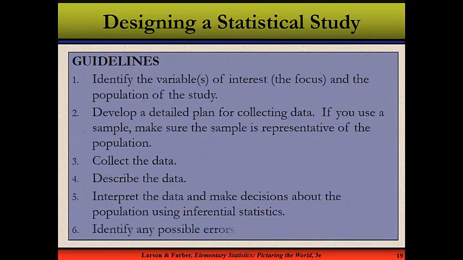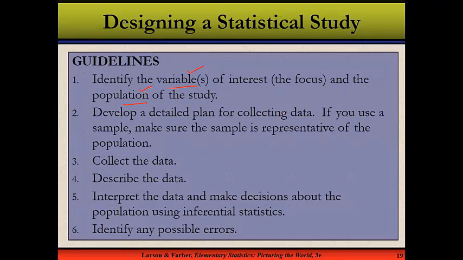First of all, we define the variables. We identify the variables of interest, that is, what we are trying to study. And then we define the population. So there are two identifications that are required. Number one, variables of interest, and number two, population of the study. That is what we want to study and where we want to study it.